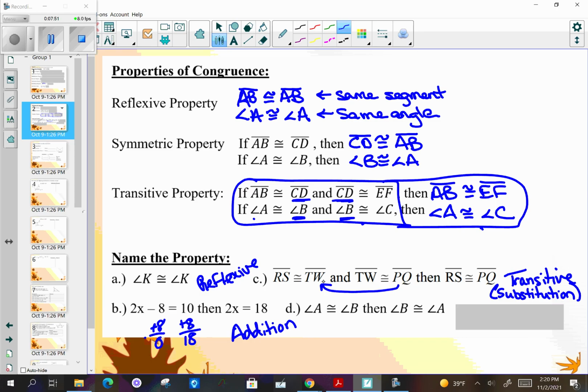Last but not least, angle A is congruent to angle B, then angle B is congruent to angle A. Pick your property. And hopefully you pick symmetric because they are mirror images of each other.